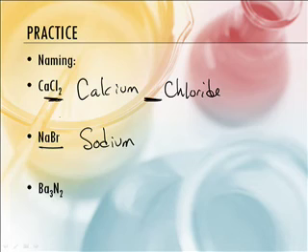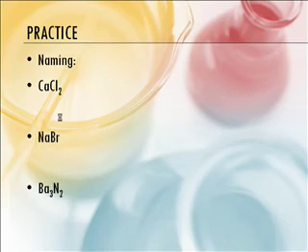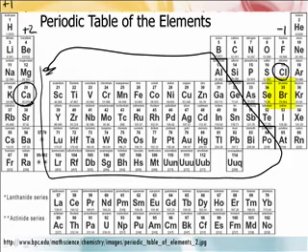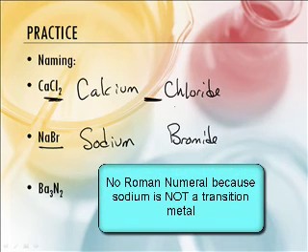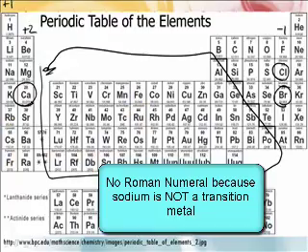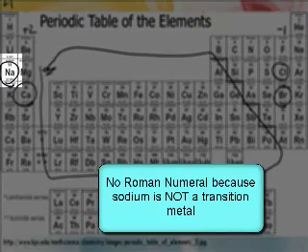And then Br. Now, if I go back to it's Br, bromine, but we're dealing with ions here, so that's going to be bromide. Right, it's called bromine, but when it becomes an ion with the charge, bromide. So it's just sodium bromide. And no Roman numerals because sodium is not a transition metal. Now, if you look on the periodic table again, sodium is right there. It is not a transition metal.